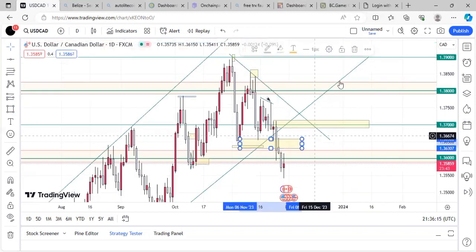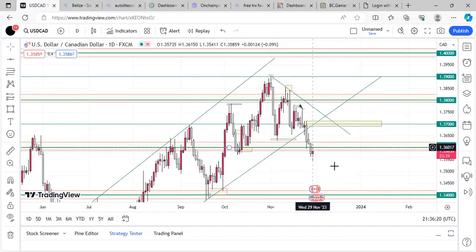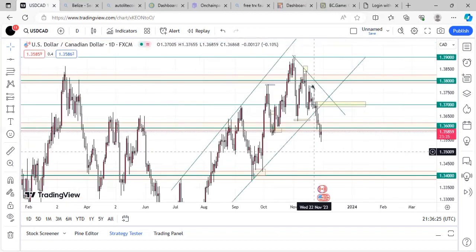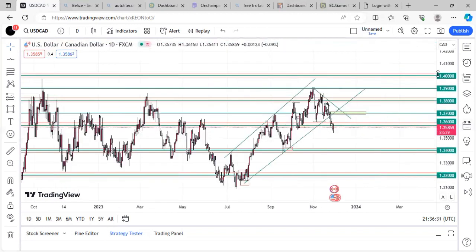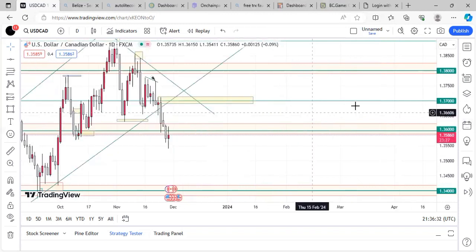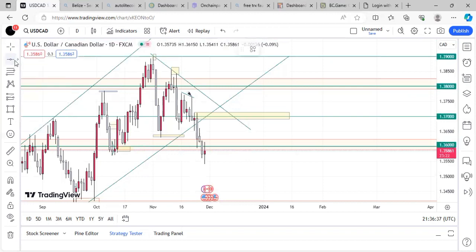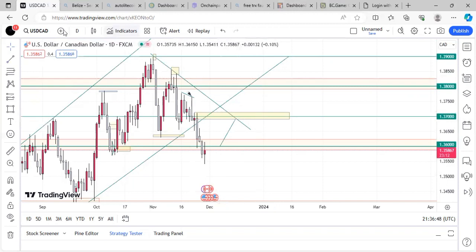Let me remove this. So we have this break of structure around this point. So what I'm looking out for now is, since we've broken the trend line on the daily, all I'm waiting for is price to come back to 1.37. If we can see a move back to 1.37, and 1.37 aligns with the daily trend line, if you go to the 4 hour, you will see it very clearly.